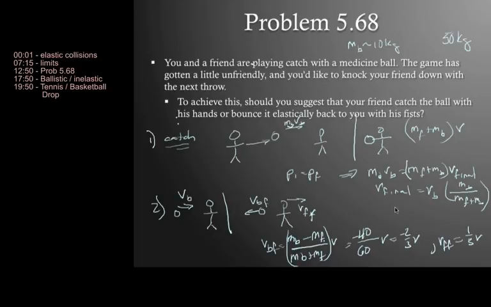So we can compare that with if they caught it, and here you're going to get m_B, which is just the 10 over the 60, so here it's 1/6 v. So you can see if your friend bounces it off of them, their recoil velocity is much bigger than if they just caught the ball. So if you want to be unfriendly, tell your friend to just try to bounce the ball back to you, and that has a better chance of knocking them down.